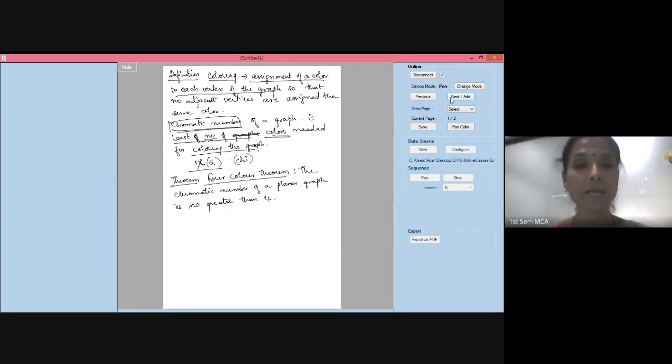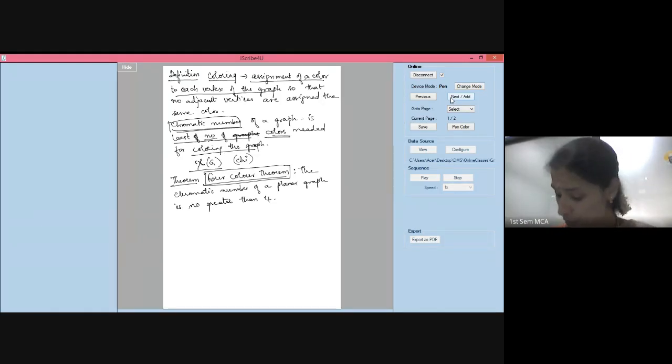That means if you have a planar graph, now we know in the last class we have studied what a planar graph is. What is a planar graph? A graph in which no edges cross each other. That is called a planar graph. If you take a planar graph, then the chromatic number of any planar graph will not be more than 4. That means the least number of colors that you require in order to color that particular planar graph will not be more than 4. That is what is called the four-color theorem, right?